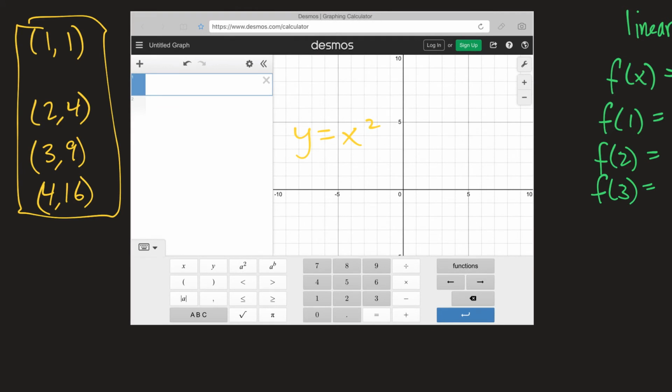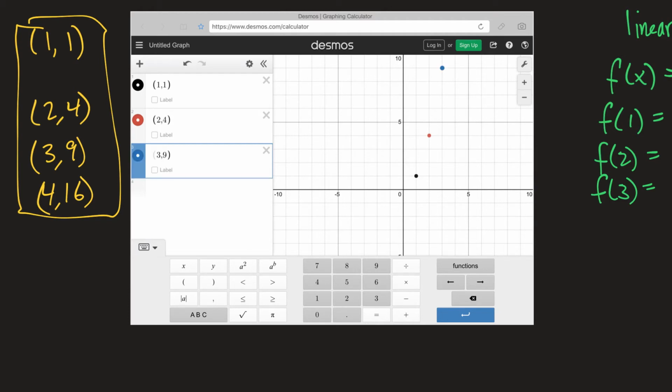And I'll graph the ordered pairs. Let me put this in front, and this will go bring to front. And I can start typing these ordered pairs in. So we have (1, 1), and (2, 4), and (3, 9), and (4, 16). Okay, close parentheses.